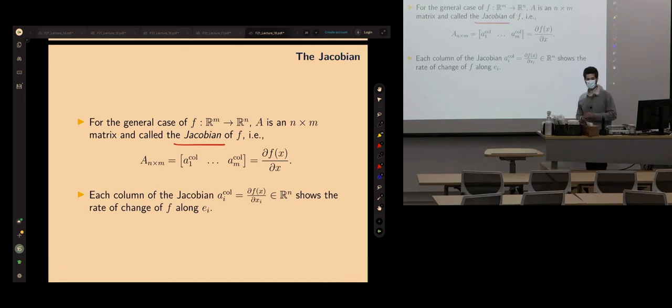To summarize, think about each column of the Jacobian matrix A as the rate of change of your function along that particular direction. Column i shows the rate of change of your function along e_i. If your function is vector valued, it shows the rate of change of each of the outputs along e_i. So it is the same concept, but we are not going to visualize it.